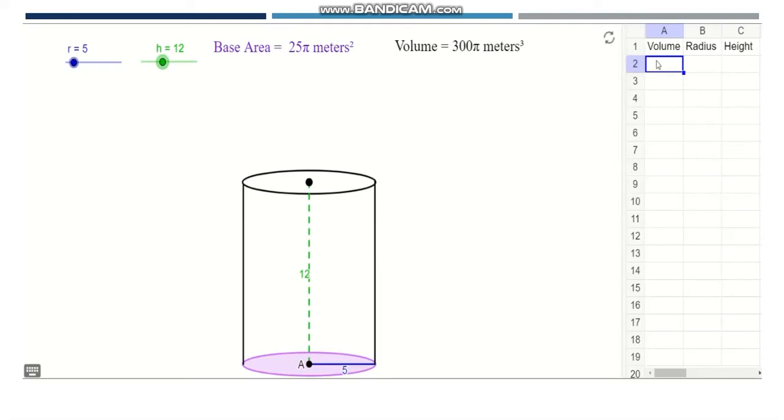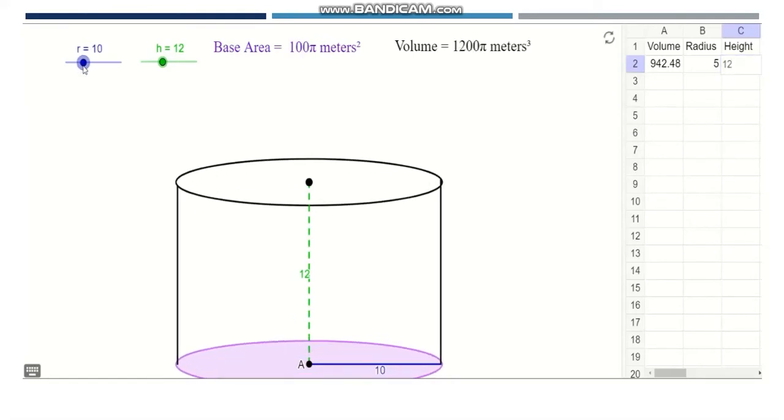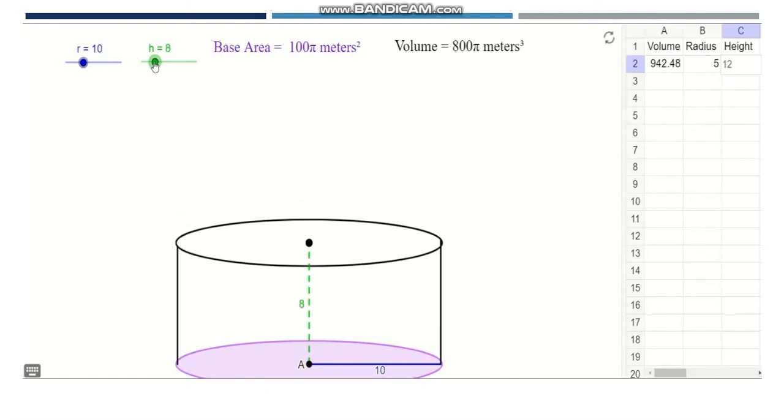Let's write it. Our volume is 300 pi cubic meters, and our radius is 5 and our height is 12. Let's look at the second tank. The second tank has a radius of 10 meters. Let's do it like 10. And our height is 3 meters. Let's do it like 3.